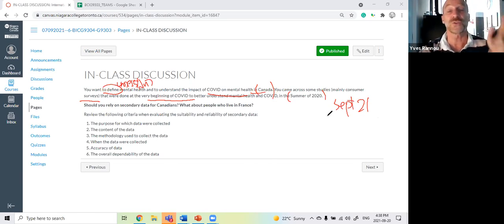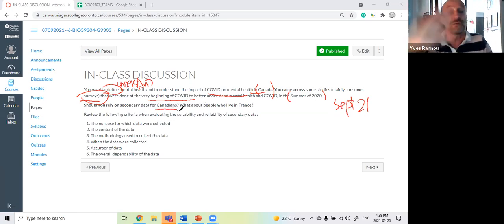So you started doing some secondary research, because maybe you've never done COVID and mental health, to understand what others have done when it comes to COVID and mental health. And then you found a bunch of studies, but they were primarily surveys. They were done very early on when COVID started, in the summer of 2020, and we're in September 21. So my question to you is, should you rely on secondary data for Canadians?